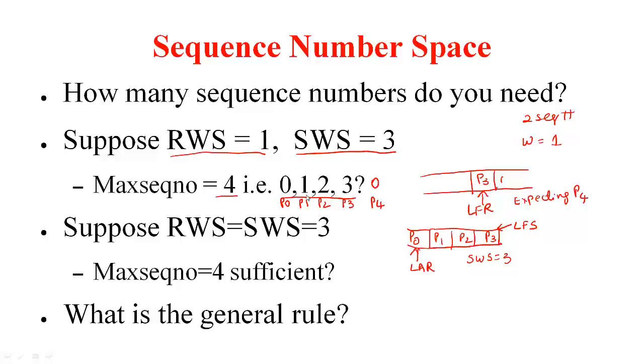But suppose RWS is not equal to 1. In this case, I am setting RWS and SWS equal to 3. In which case, will this be sufficient? I'll prove that this won't be sufficient. So I'm going to give you an example.